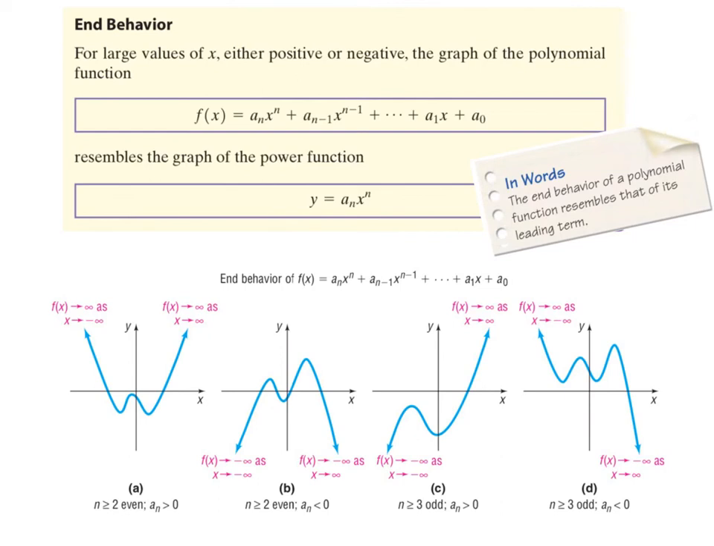So end behavior is defined by the very first term in your function, which has the highest degree. So if that means you need to FOIL or distribute to get that first term all by itself, that's what you need to do.